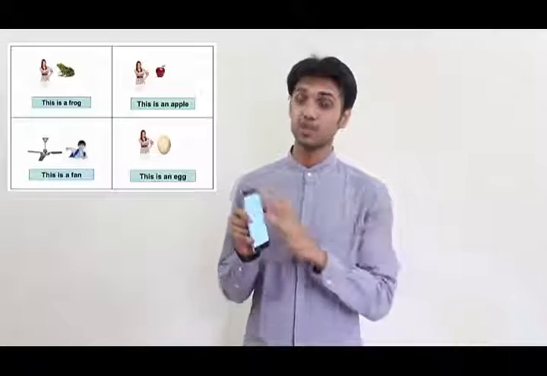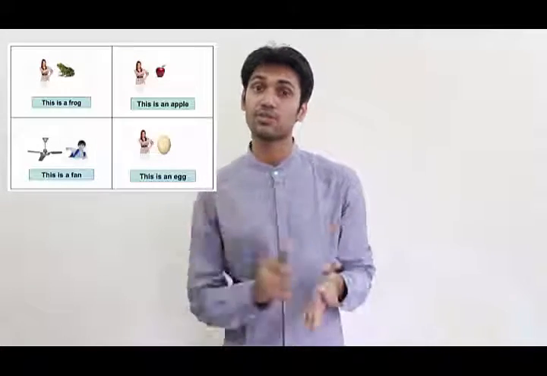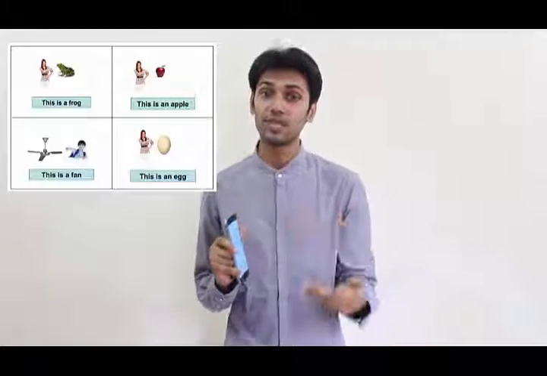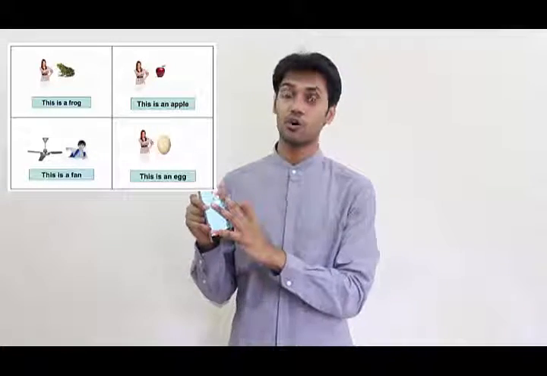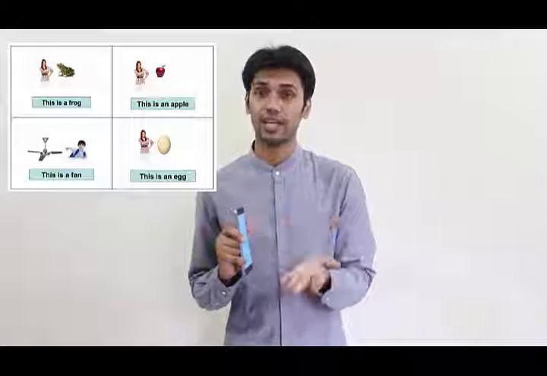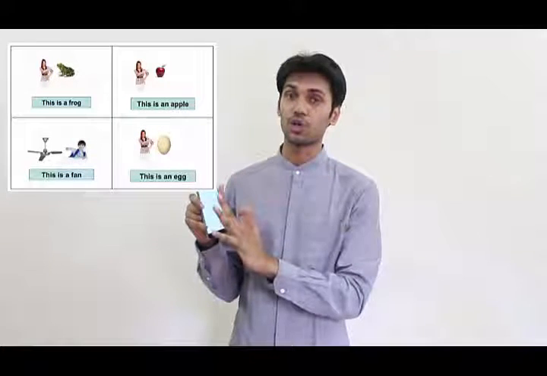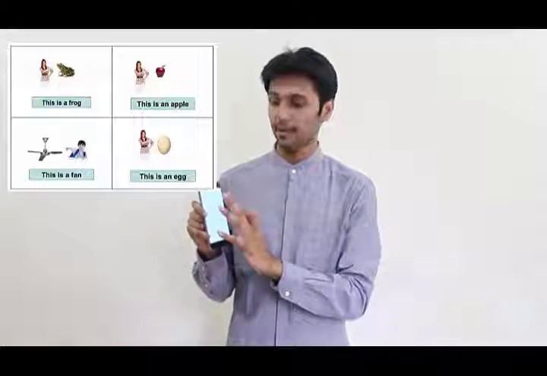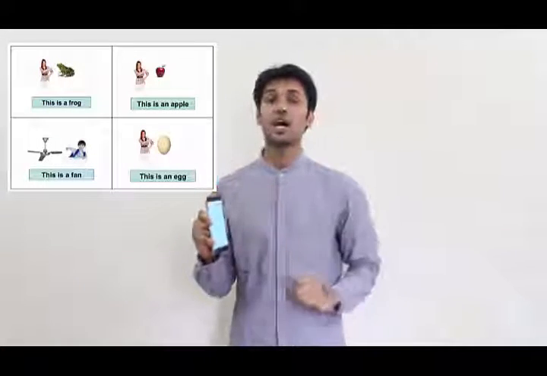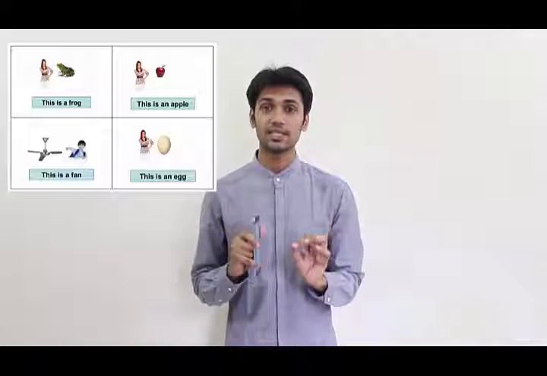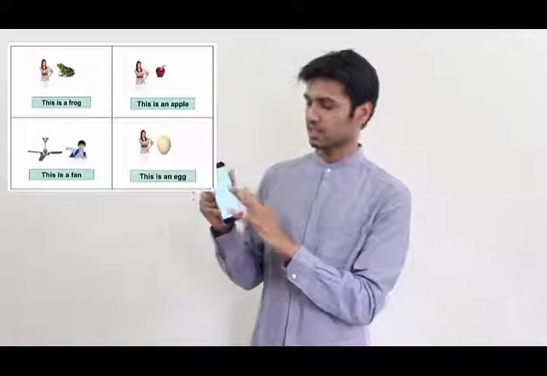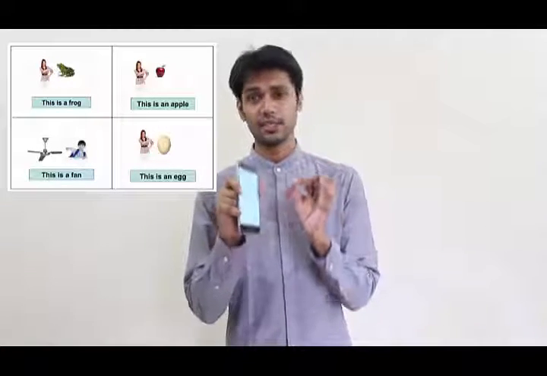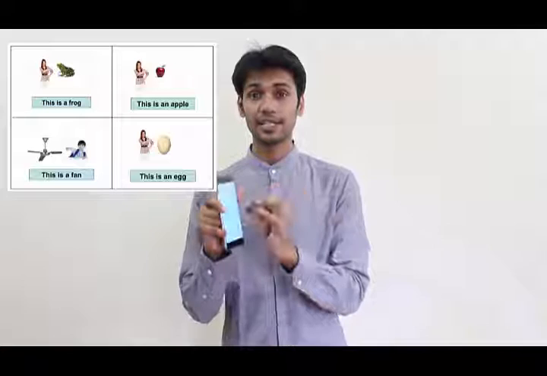Show it to the students now, turn them to the book or the lecture sheets and then ask them to read. This is a frog. Help them read it loudly. This is a frog. This is an apple. This is a fan. This is an egg.